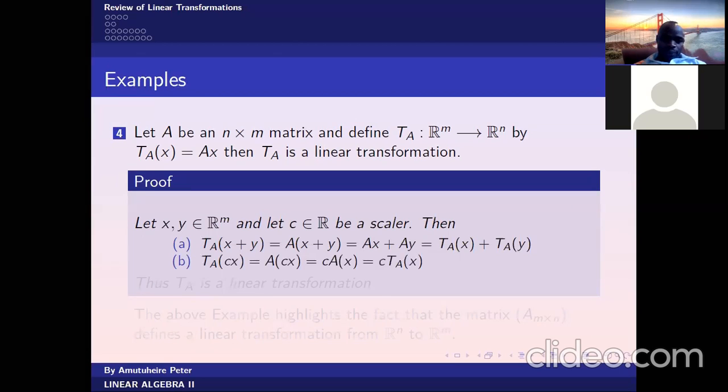Next, we check property 2. Property 2 is T_A(cx) for a scalar c. This is equal to c times Ax, so it is equal to c T_A(x), and so property 2 is satisfied. Then we conclude that T_A is a linear transformation. So if we are given any map, then to know if it is a linear transformation or not, we need to check those two properties.